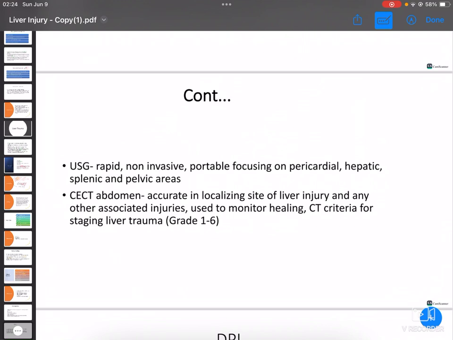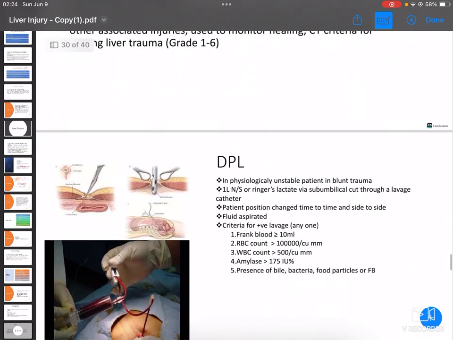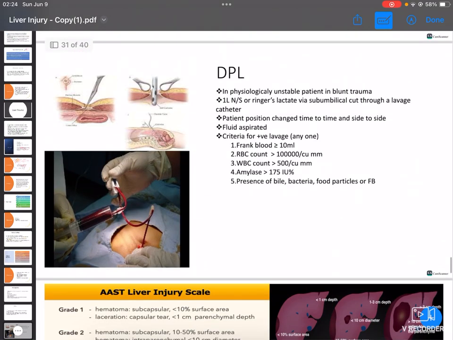Used for monitoring healing, CT criteria for the staging of liver trauma. Now, if we observe DPL, diagnostic peritoneal lavage, in physiology: in an unstable patient with blunt trauma, 1 liter of normal saline or Ringer's lactate is instilled via a sub-umbilical cut through a lavage catheter. The patient's position is changed from time to time, side to side, and the fluid is aspirated.